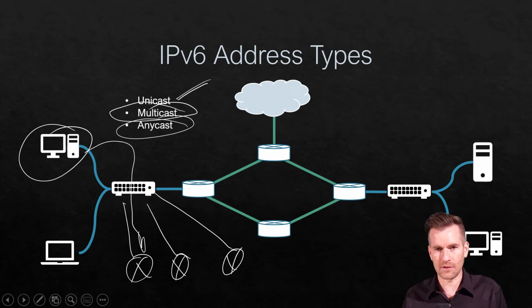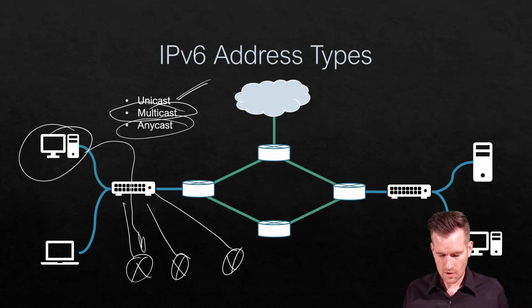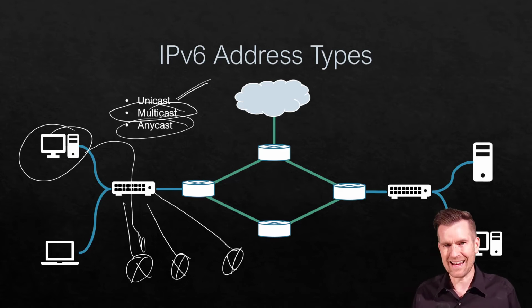And it's going to be the first device from a path standpoint. What is the closest device? So it's going to send it to the closest device. So it is still a one-to-one, but it has multiple options to choose from. So that is anycast.